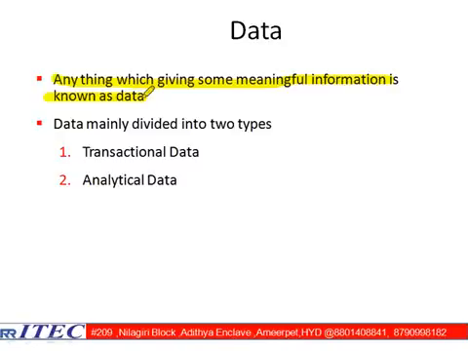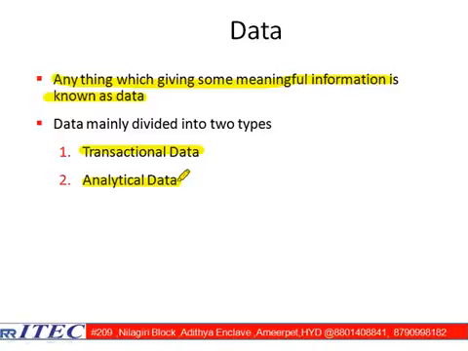Now, data is mainly divided into two types, as far as our data warehousing or our business process is concerned. One is called transactional data. The second is called analytical data. Whatever business you take, there will be some transactional data, yes or no? It may be any business; there will be some transactional data.